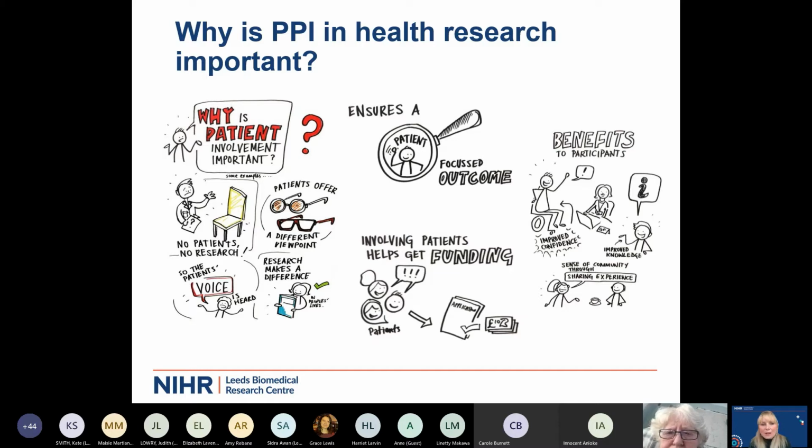They'll ensure the final outcome is patient focused, and also it will help you get funding. Most funders, particularly the NIHR, want to see good patient involvement, and they want to see patient involvement resourced well. And there's also benefits to people who get involved. It can improve people's confidence. It can give them a network of people who've got a shared experience of that condition area. It can improve their knowledge. And it's important to recognise why people get involved, because that can help you keep them involved in your activities.